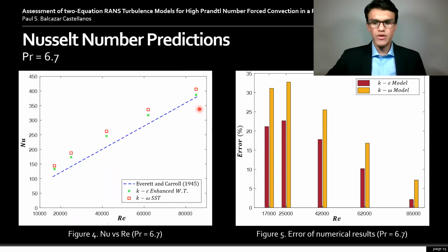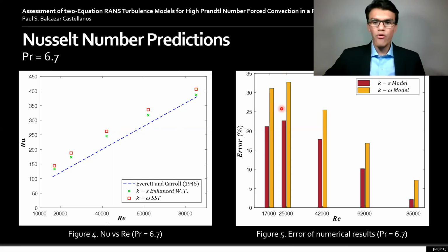In terms of the Nusselt number predictions, we compare the numerical results of the K omega model in red squares and the K epsilon model in green X's with the experimental data presented by Everett and Carroll. In the case of Prandtl equal to 6.7, we see that there are great discrepancies between the numerical and the experimental results. In the figure on the right, we see that the K epsilon model in red, which is the most accurate in this case, has errors of approximately 20% and less. On the other hand, the K omega model has errors of 30% and less.